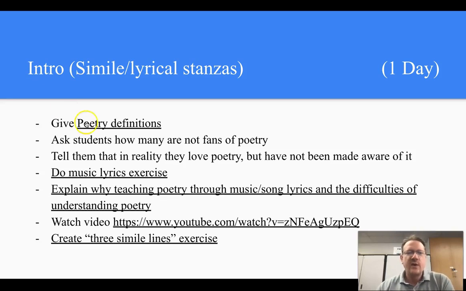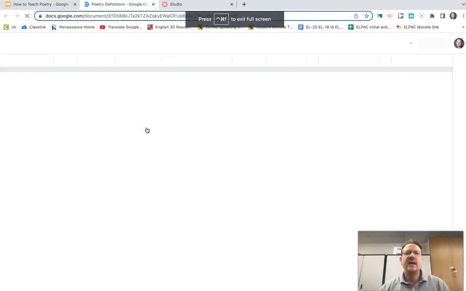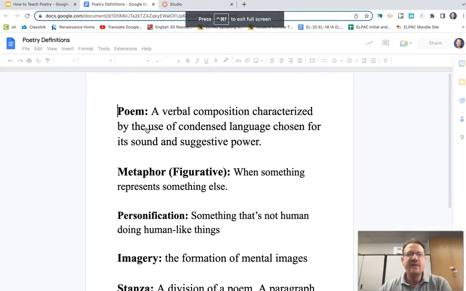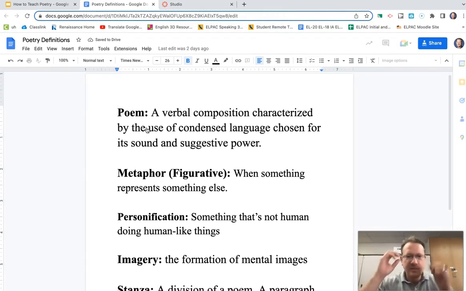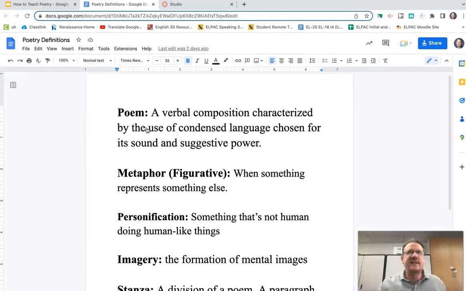So the first thing, and you'll see I have all these links. Anytime there's something underlined, it's a link. What I do is when the students come in, I have them write down the definitions of poetry. The way my class is set up is they pull a piece of paper out and title the paper. So when the bell rings, I just start talking. I don't say, hey guys, pull out a piece of paper. They would have already done it. It's very routine in my class.